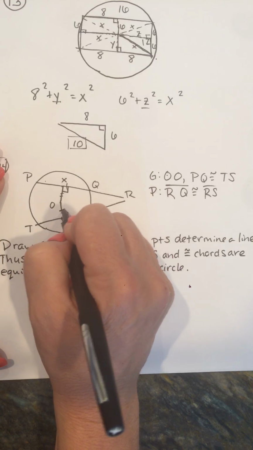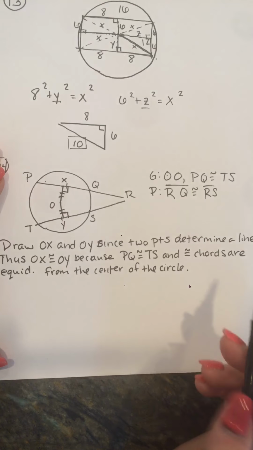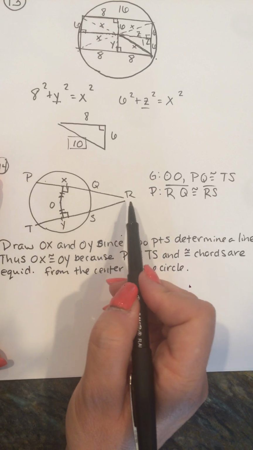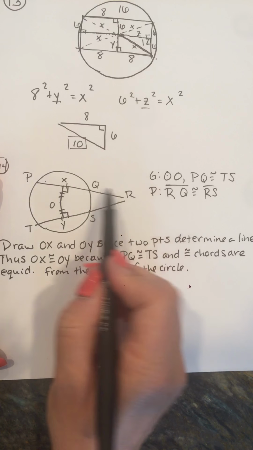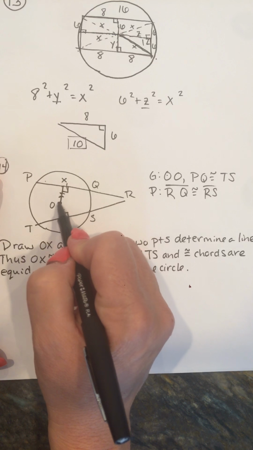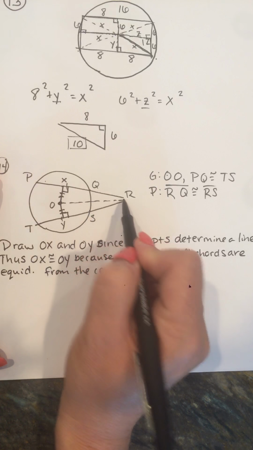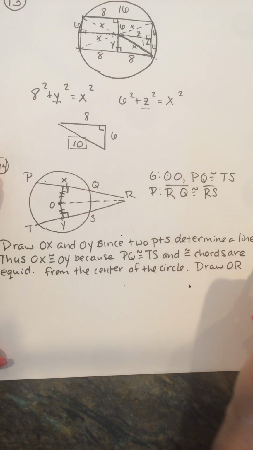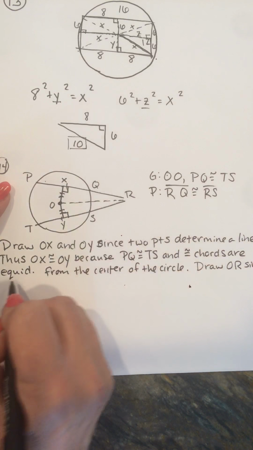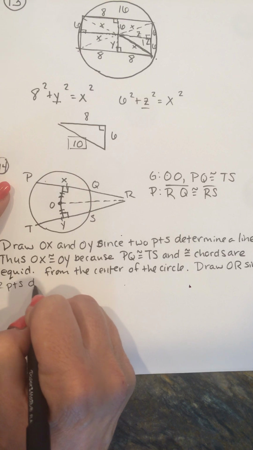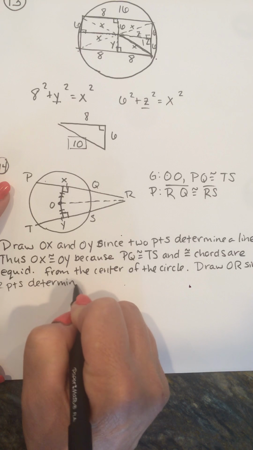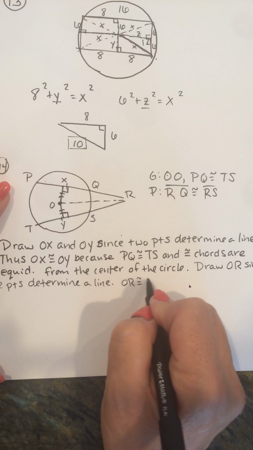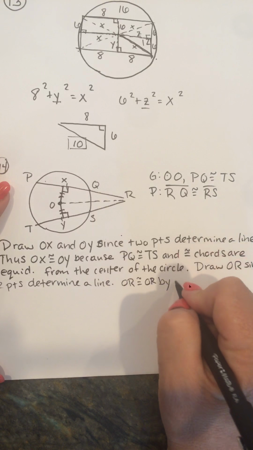All right, so I've got this piece here. We want to show RQ and RS are congruent. Well, how about we draw another line? Let's draw in some triangles here. So draw OR, since 2 points determine a line. And so OR is congruent to OR by the reflexive property.